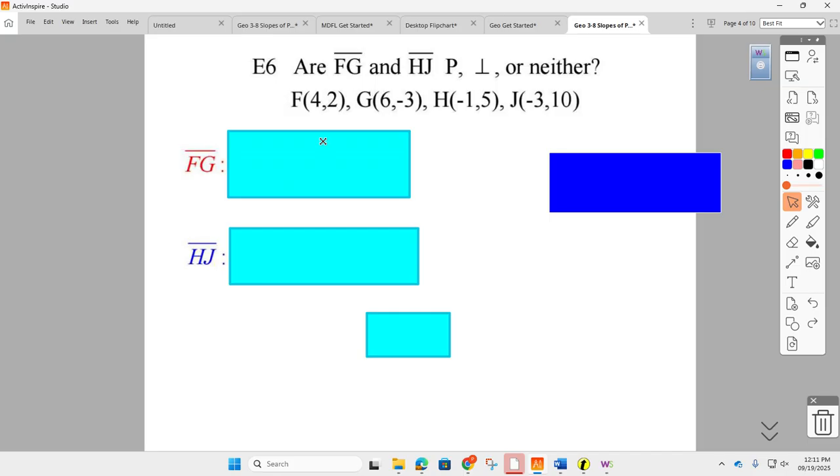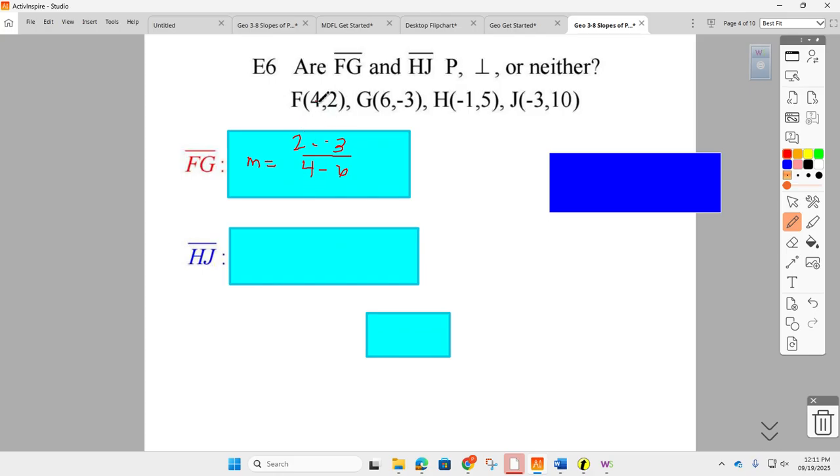So FG is found by using the ordered pairs for the two endpoints, (4, 2) and (6, -3). So we're going to plug into the formula. I'm going to do 2 minus -3 over 4 minus 6. So I did the first one minus the second one. Remember, that order doesn't matter. I just have to keep my ordered pairs lined up, and you'll see that (4, 2) is first.